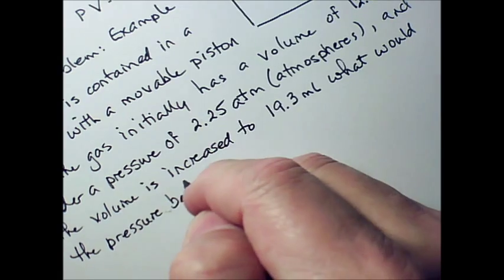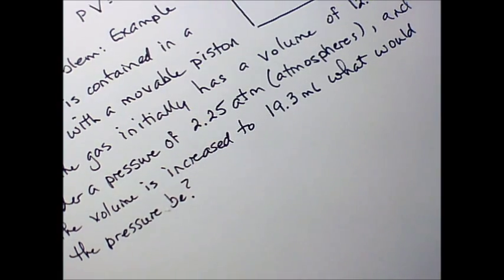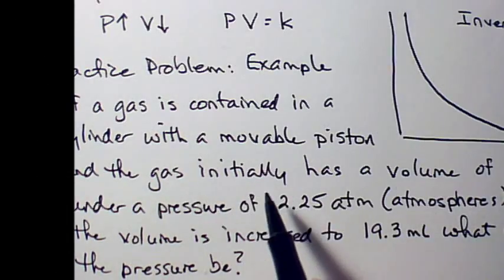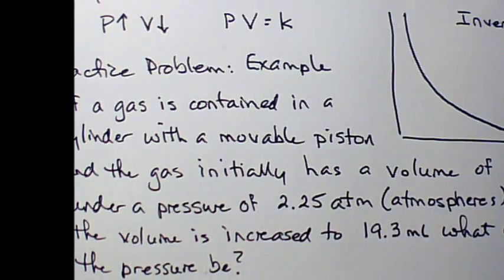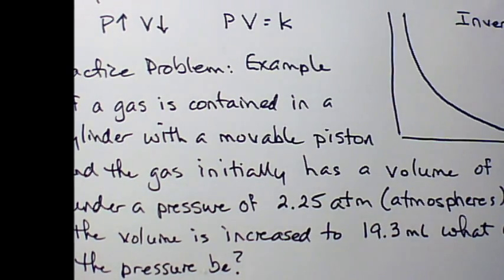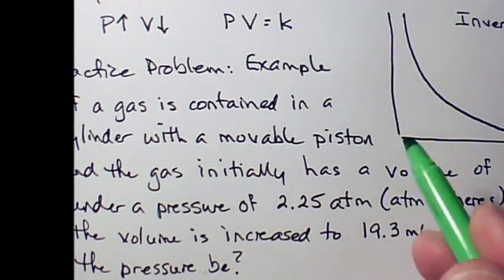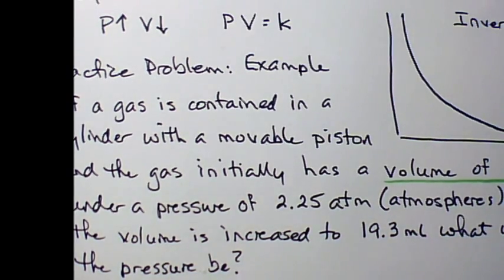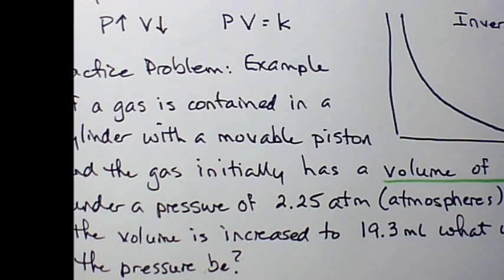All right. So you now know how to make a list of knowns and unknowns. Please make a list of knowns and unknowns. We'll practice that first. Okay? So it says the gas initially has a volume of 12.5 milliliters. So that tells you right there, that's what? V equals 12.5.